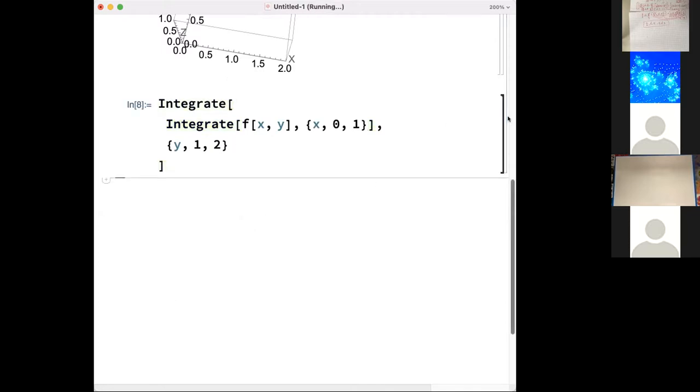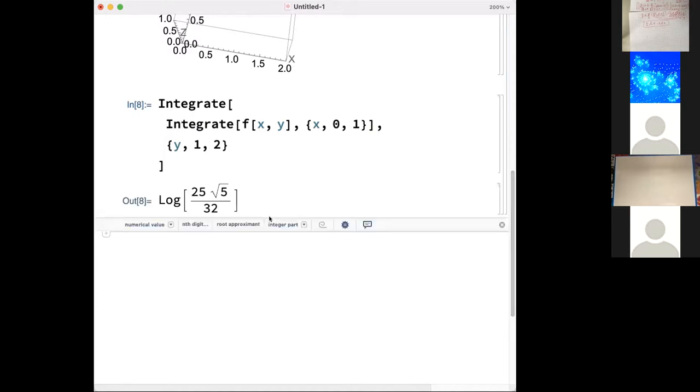Oh, Mathematica's thinking about it a little bit. So this might not turn out to be trivial. Log 25 root 5 over 32. So let's see what we got right here. To me, this is 5 to the 1 half, squared, over 2 to the 5th. And this is natural log. I'm just scribbling this out on my paper. By the way, when Mathematica types Log, it means the natural log. And you can look that up in the documentation. If you want log base 10, then you have to tell it to do log base 10. Maybe I'll demonstrate that in a second.